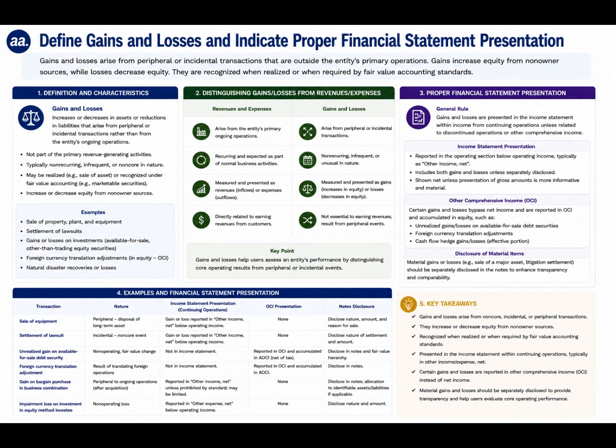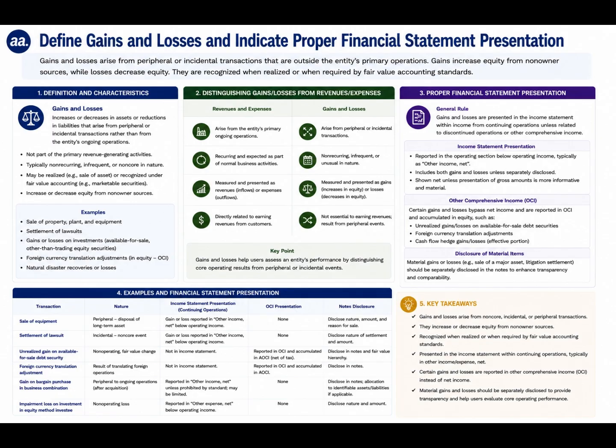Define gains and losses and indicate proper financial statement presentation. Gains and losses result from peripheral or incidental transactions. Unlike revenues and expenses, which arise from primary operations, gains and losses stem from non-core activities such as asset disposals, litigation settlements, or investment revaluations. Gains increase equity from non-owner sources, while losses decrease equity. They are recognized when realized or when required by fair value accounting standards.